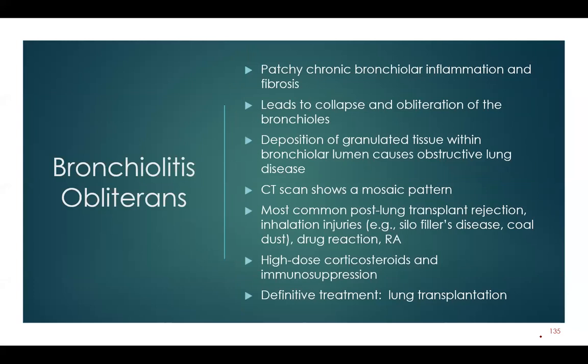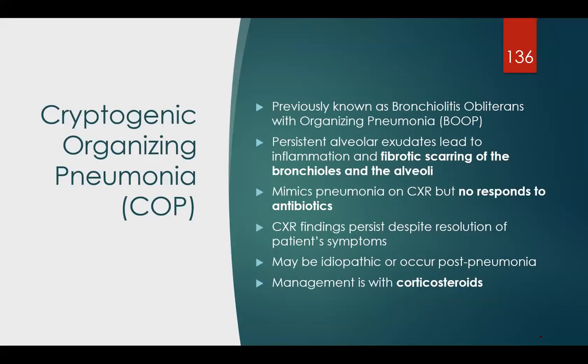Bronchiolitis obliterans is just a chronic bronchiolar inflammation and fibrosis that leads to collapse and obliteration of the bronchioles. CT scan shows this mosaic pattern, most common post-lung transplant rejection, also known as silo filler's disease or coal dust lung. Treatment is high dose corticosteroids and immunosuppression, as well as definitive treatment with lung transplant.